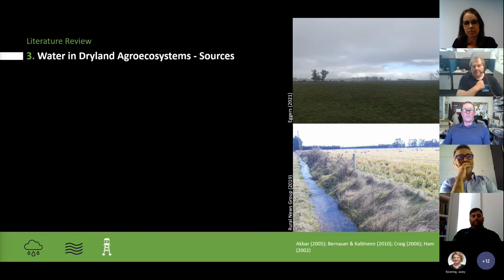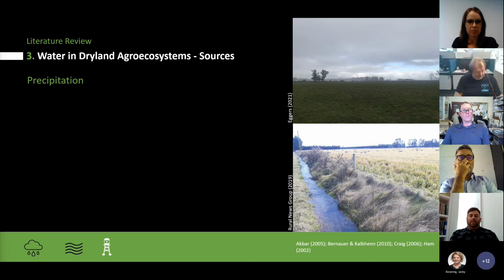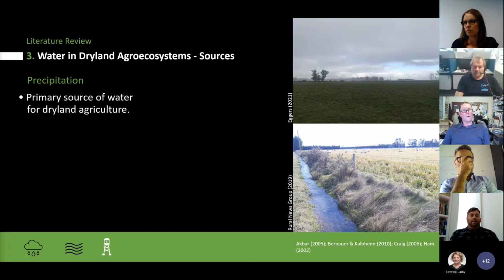So the third area of the literature review is water in dryland agroecosystems, and these are the sources. Water availability is the dominant factor in influencing production in dryland agroecosystems. Precipitation is the primary source of water for dryland agriculture, which means in many areas there are frequent droughts and water security issues if rainfall levels are low.